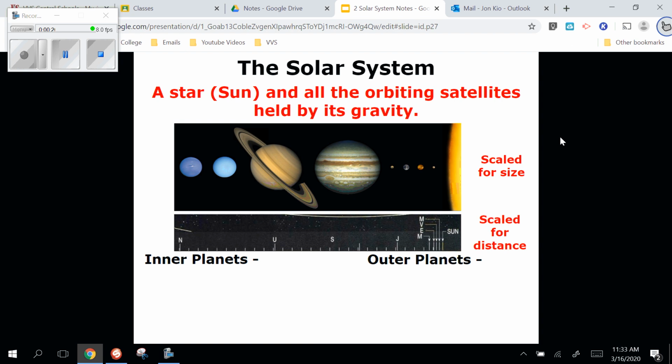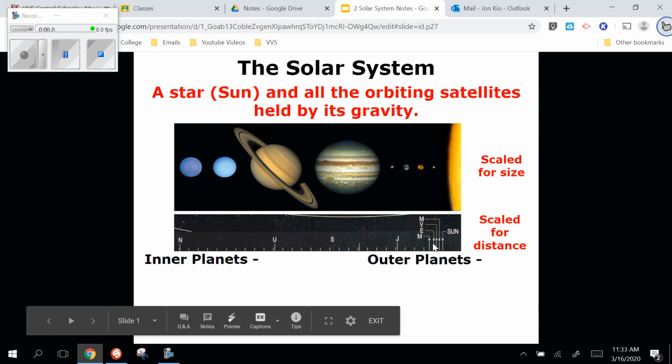And we also have scale for distance. So this is the sun down here. Here's our 4 inner planets right here, and then Jupiter, Saturn, Uranus, and Neptune way out here. So you can kind of see, it gives you this little perspective that Saturn is actually twice the distance from the sun that Jupiter is. It's a big distance right there.